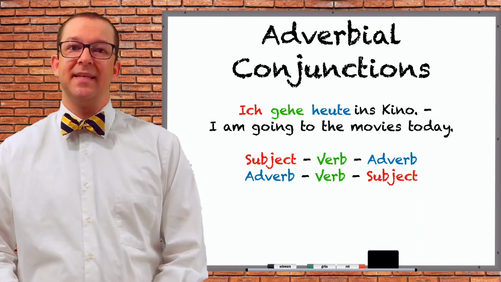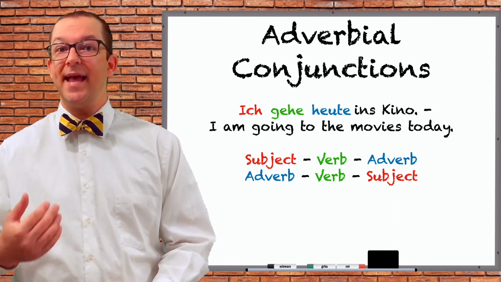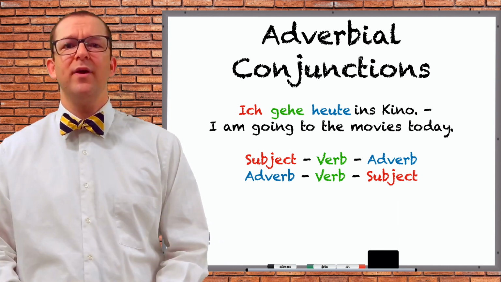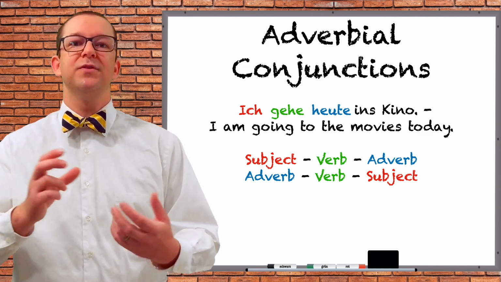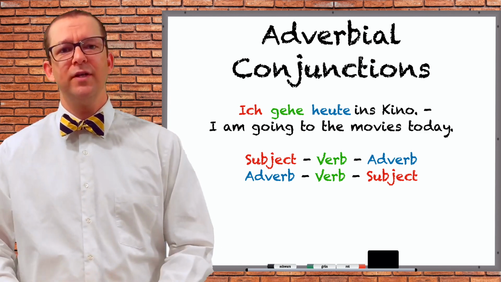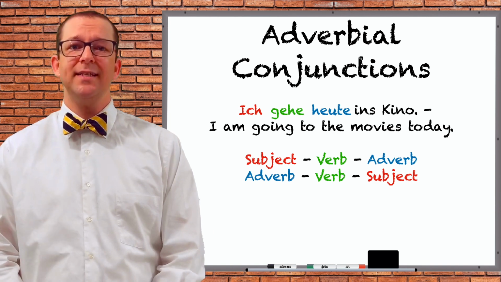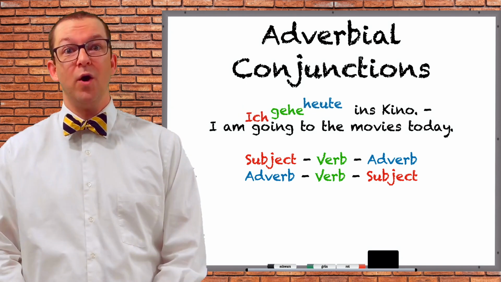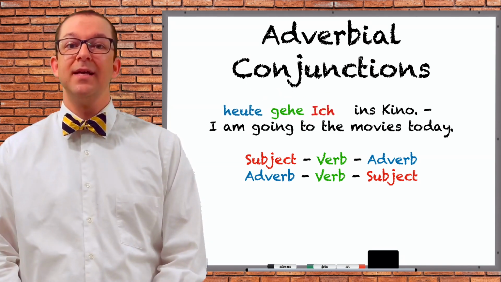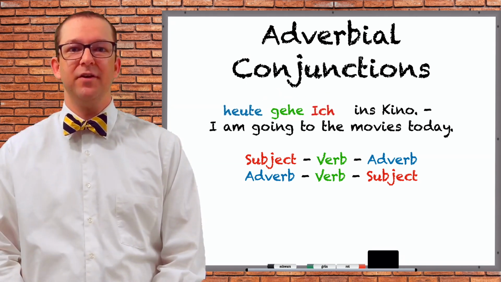This is the same thing that happens if you start any sentence with any other adverb. The most common way to do this is to start with the time element at the beginning of the sentence and then move the subject to the other side of the verb. For example, Ich gehe heute ins Kino. I am going to the movie theater today. Heute gehe ich ins Kino. Today I am going to the movie theater.